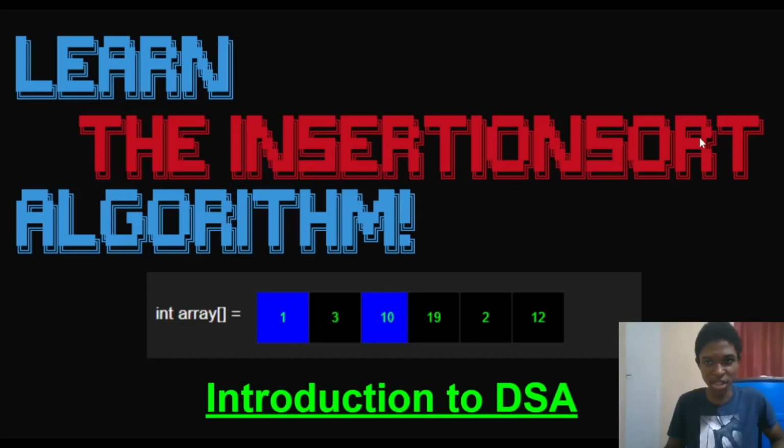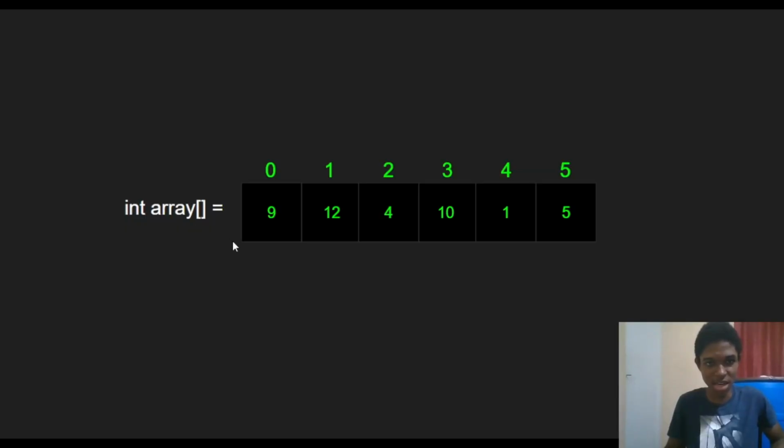Today we are gonna be learning about the insertion sort algorithm. So guys, here we have an array of unsorted values: 9, 12, 4, 10, 1, 5. Insertion sort will begin at our second index within our array. In this case, it is index 1.